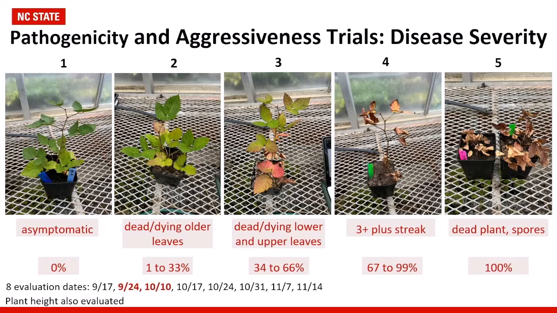So that's how we took 8 different evaluation dates. We tried to do it weekly, but then there was a hurricane and we couldn't go to work. For a month, although Jamie did sneak in, we weren't supposed to go to work. So we had 2 weeks of not taking any data there. We also looked at plant height, but I'm not going to show that data today.